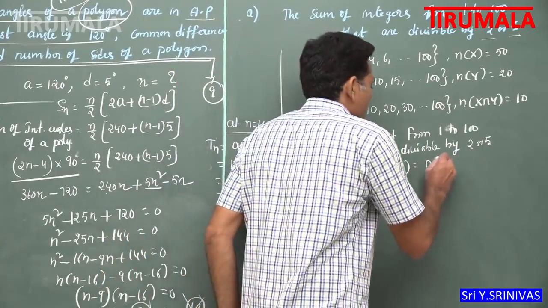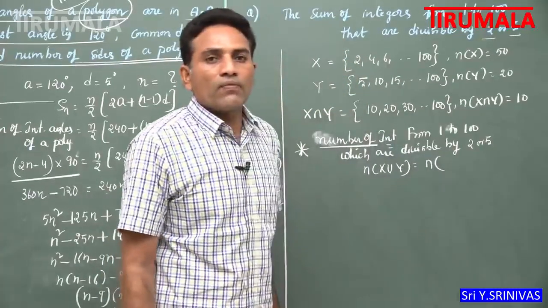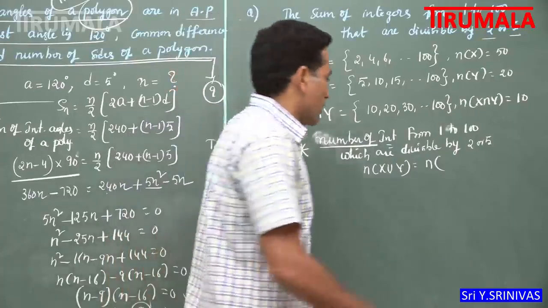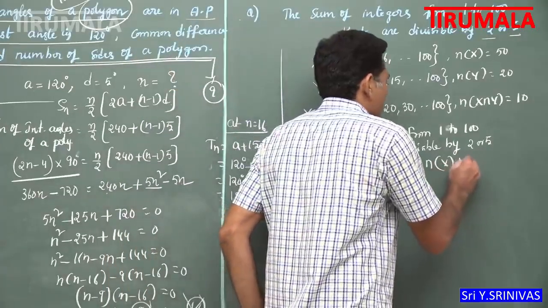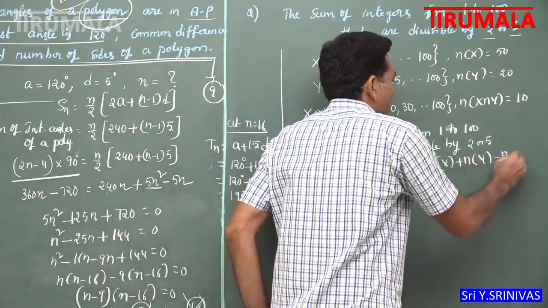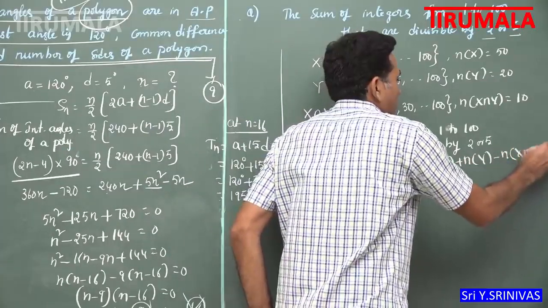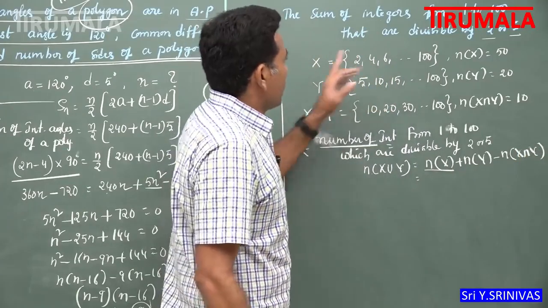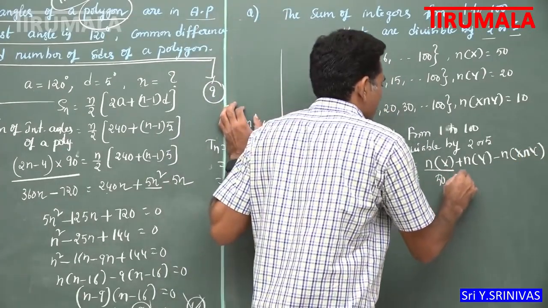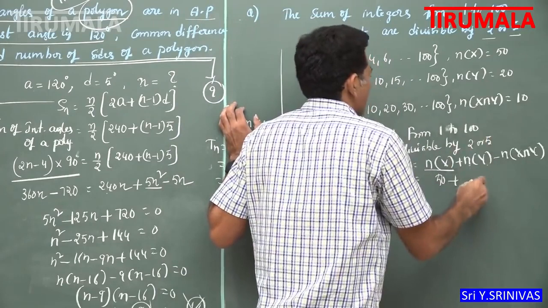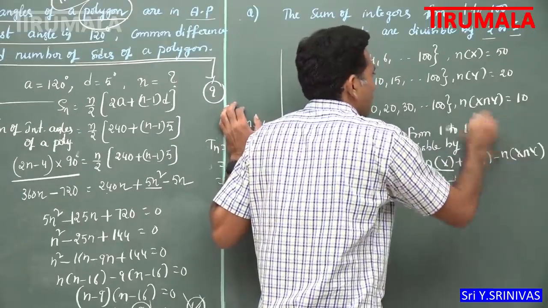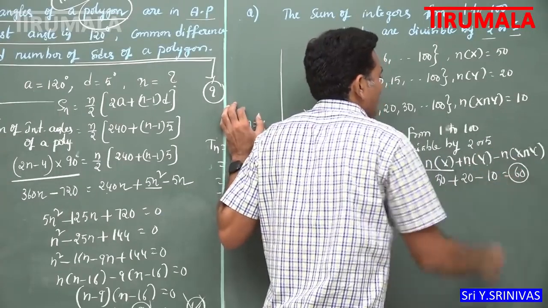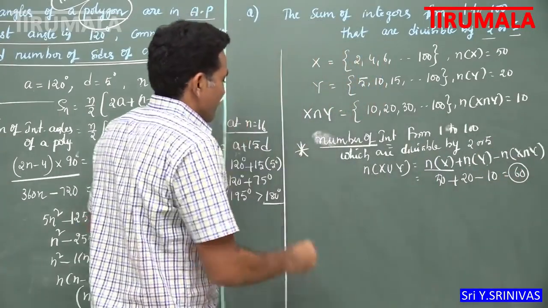What is the formula, students? From set theory, n of a union b is n of a plus n of b minus n of a intersection b. So n of x union y is n of x plus n of y minus n of x intersection y. Number of 2 multiples is 50. Number of 5 multiples is 20. Number of 10 multiples is 10. Answer is 60.